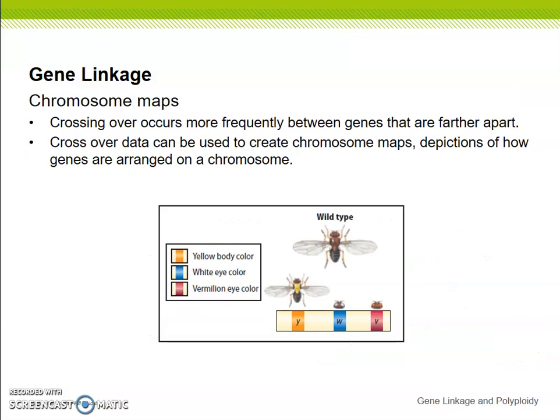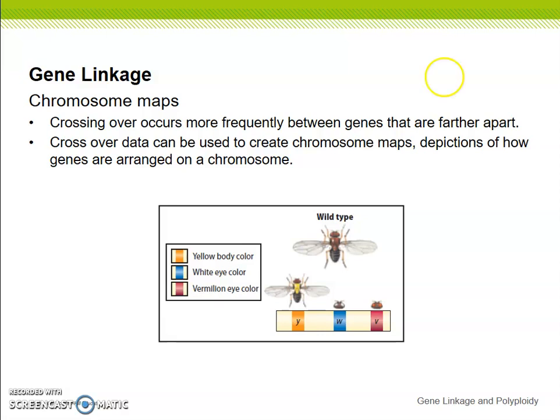All right, a chromosome map. It shows where genes are located on a chromosome. And we can determine this by using crossing over data. Crossing over occurs more frequently between genes that are farther apart. So if genes are further apart, we know that they are more likely to get swapped during crossing over. So crossover data can be used to create chromosome maps depicting how genes are arranged on a chromosome.